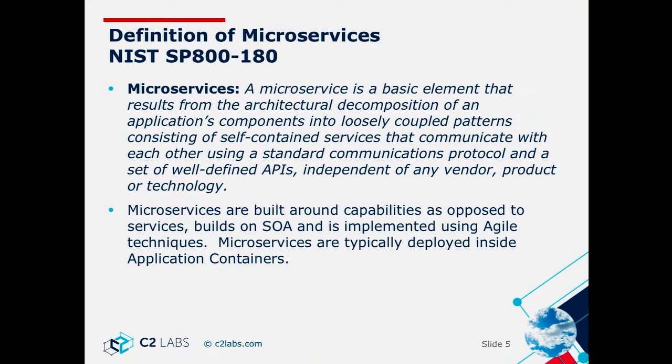So what are microservices per the definition? It's a basic element that results from the architectural decomposition of an application's components into loosely coupled patterns consisting of self-contained services that communicate with each other. Again, as we talked about, a standard communications protocol, well-defined APIs that are completely independent of vendors, products, or technologies. Microservices from an architectural perspective are built around capabilities as opposed to services, build on SOA, and are typically implemented using agile techniques. And microservices, again, are typically deployed in containers.